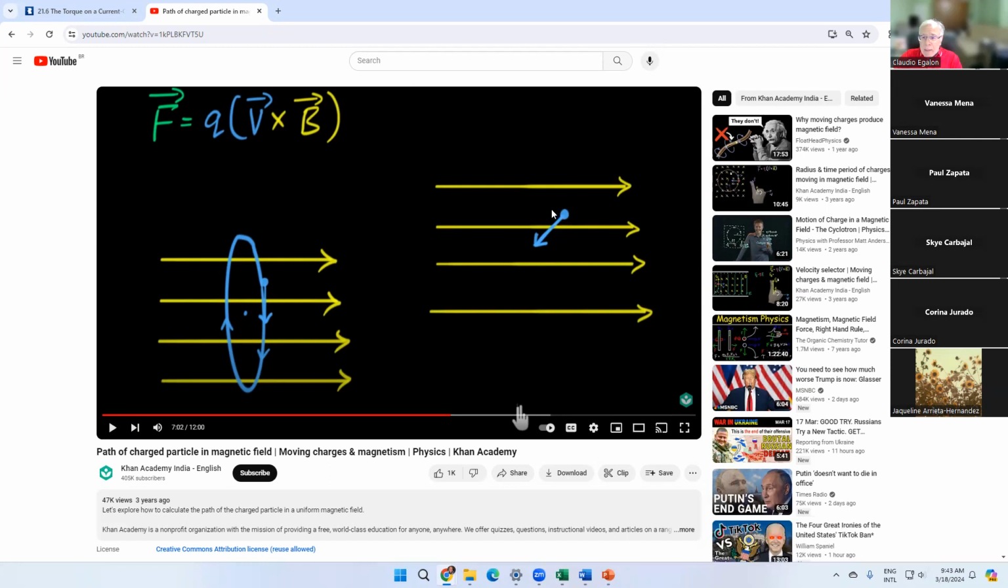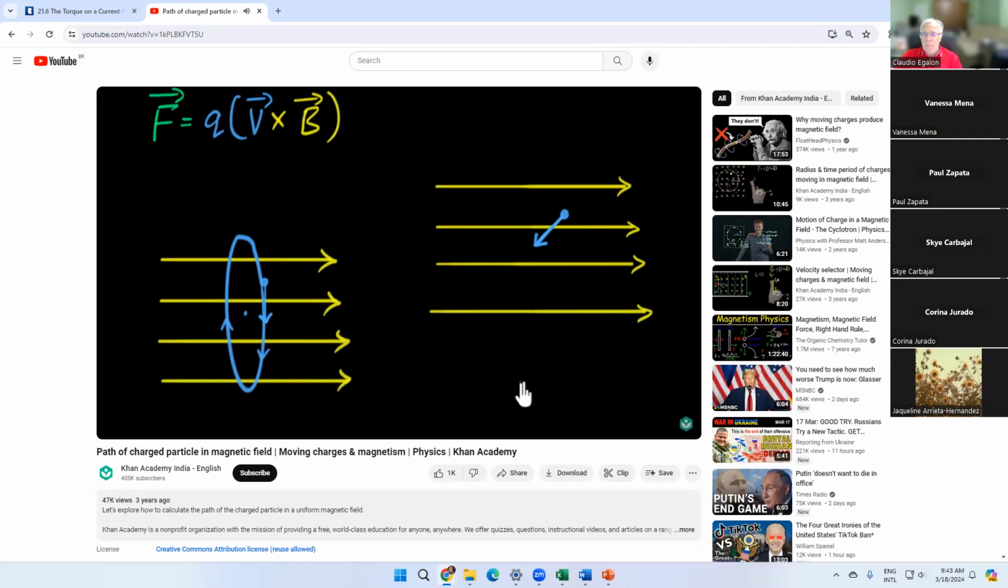But because we still have this component that is anti-parallel to the magnetic field, the particle not only is going to move in a circular path, but will also be dragged, in this case, to the left, which will result in a spiral motion. That's what this guy is going to tell you.